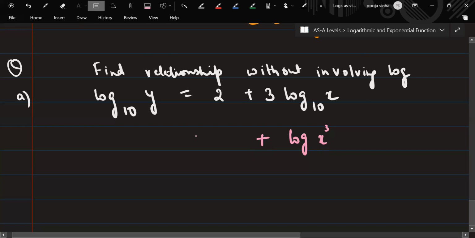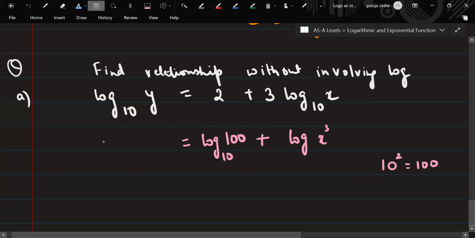How will we make 2 into a log then? Which value has log to the base 10 equal to 2? I'll write this as log to the base 10 of 100, because 10 squared is equal to 100. So log of 100 x cube.